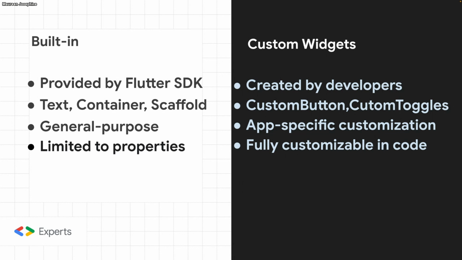This can mean that you extend it to create another custom button, another custom toggle, or a specific app customization widget. This can be iOS-specific, Android-specific or web-specific widgets. And lastly, they are fully customizable in code, like we've seen before. So if you have one reusable card, you can tweak and reuse it several times as you wish.